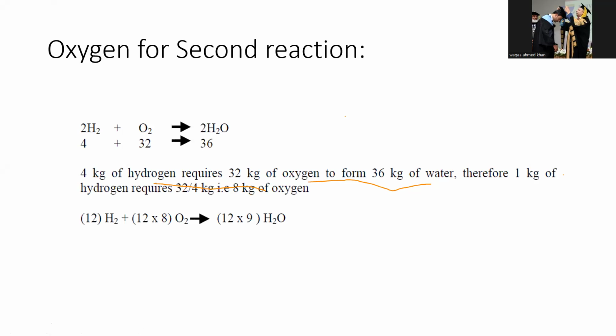Similarly, consider the second reaction. The same is done with the second reaction. 4 kilograms of hydrogen require 32 kilograms of oxygen to form 36 kilograms of water. Again, we apply the unity method. Here we divide the whole equation numbers by 4. We get 1 kilogram of hydrogen requires 32 by 4 kg, that is 8 kilograms of oxygen. And as we have 12 kilograms of hydrogen in our laboratory analysis, the oxygen required is 12 multiplied by 8.